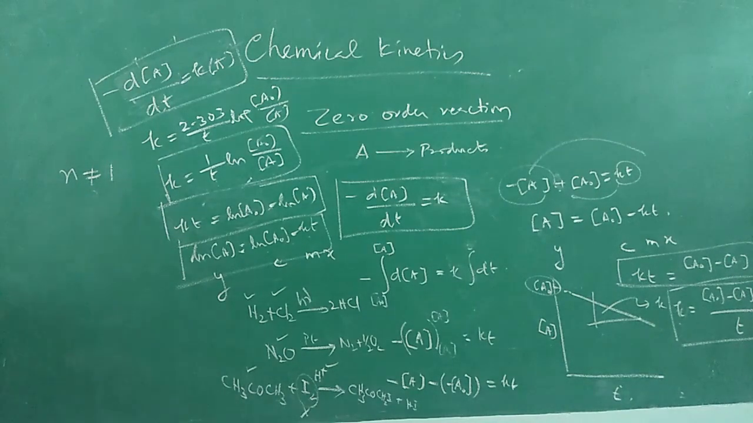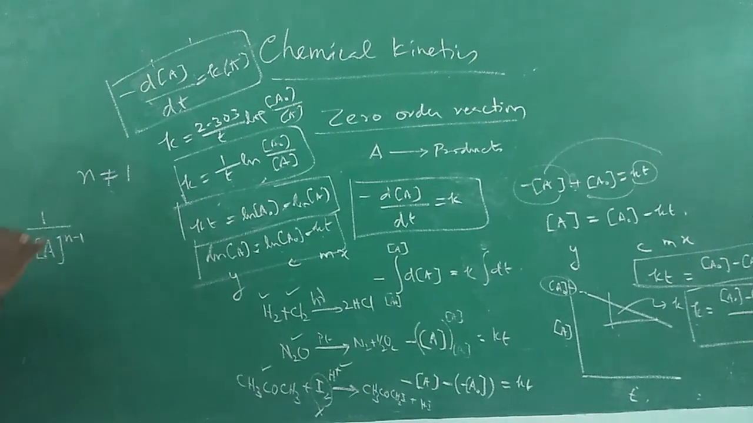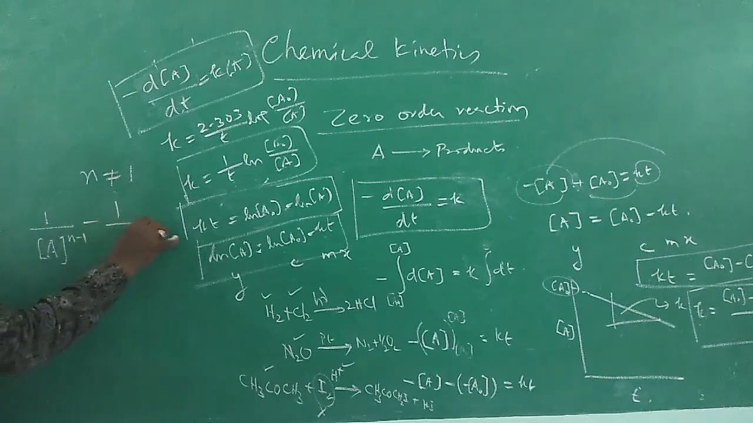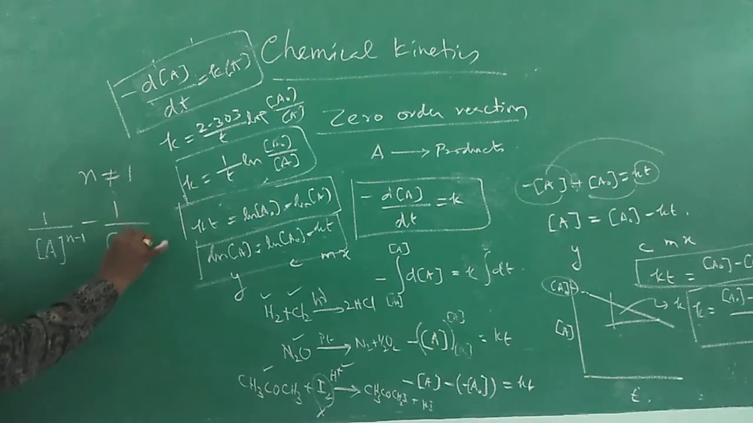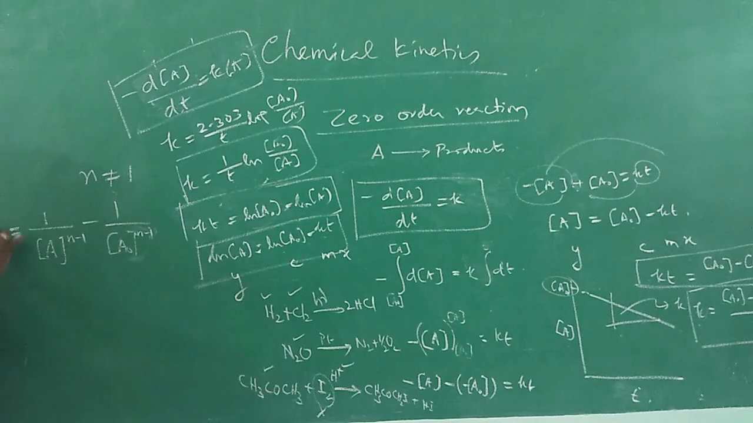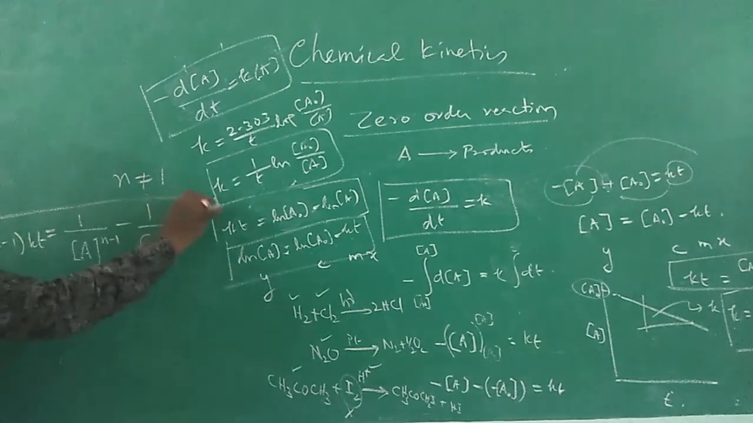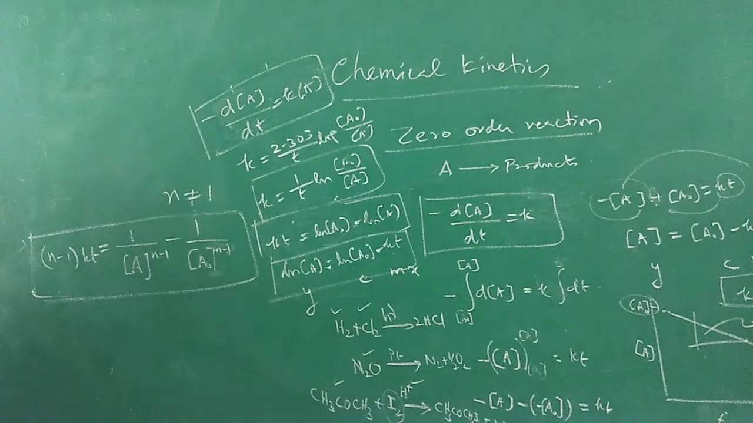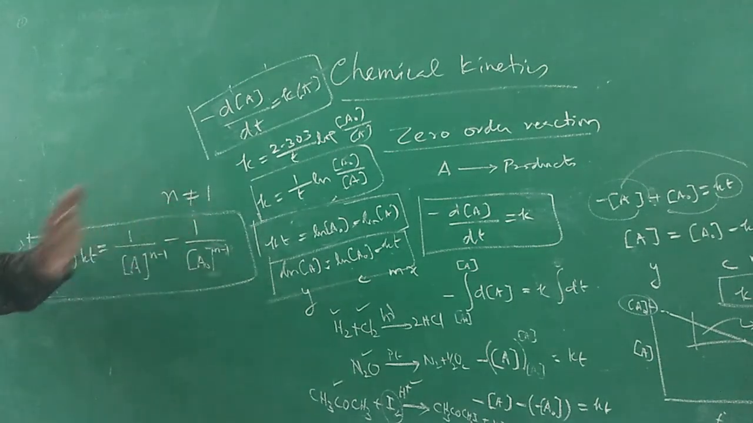The expression we have derived is 1/[A]^(n-1) minus 1/[A]0^(n-1) is equal to (n-1)kt. This is the generalized expression for any reactant where n is not equal to 1.